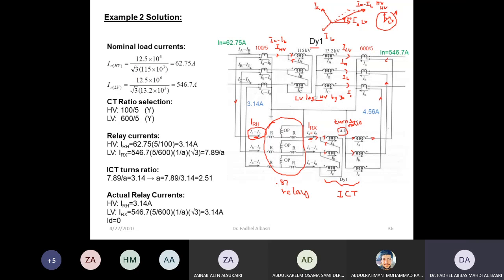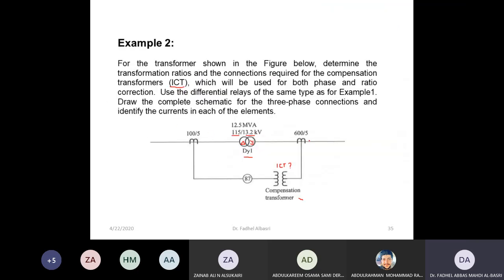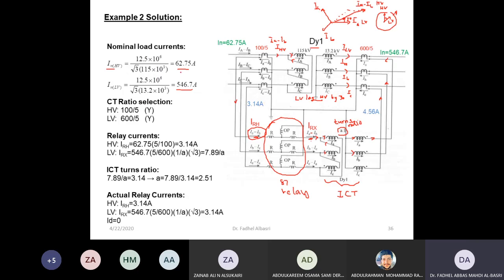Okay, and this is the relay. Now, what is the nominal current? Nominal current, as we did, I got the rated current at the HV side and the rated current at the LV side, from which I choose the ratio. In this example it is given, but even if it's not given, this is the way I choose it. So I'll choose here 100 to 5, and here 600 to 5.